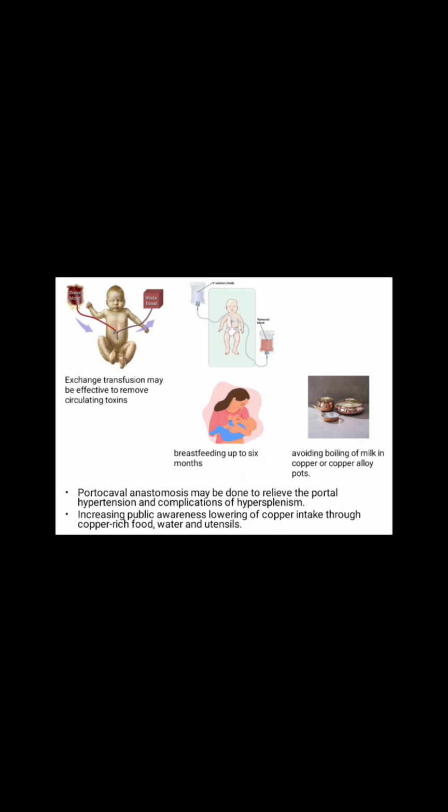Exchange transfusion may be effective to remove circulating toxins. Breastfeeding up to 6 months. Avoiding boiling of milk in copper or copper alloy pots. Portocaval anastomosis may be done to relieve the portal hypertension and complications of hypersplenism. Increased public awareness, and lowering of copper intake through copper-rich food, water and utensils.